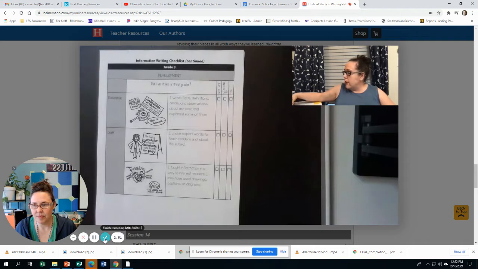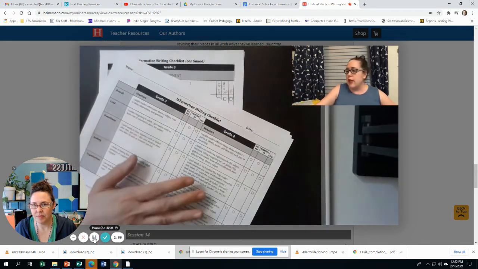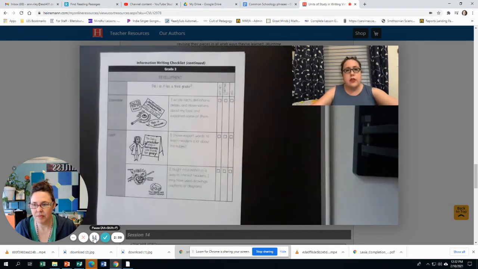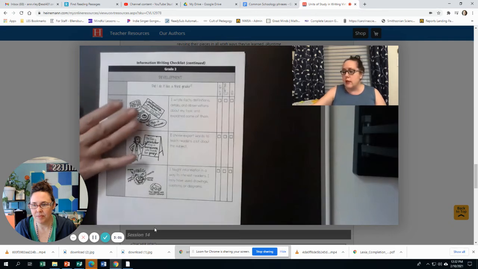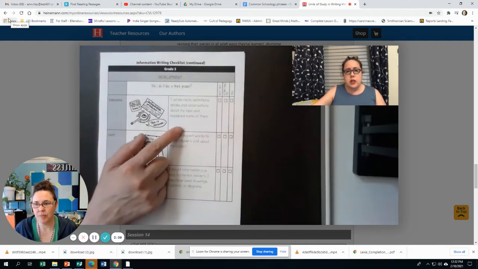Or if you feel like you want a little bit more of a challenge, you might want to start with the third grade checklist and then move on to the fourth grade checklist. Today, what we're going to start off with is thinking about the third grade checklist. And in particular, I want to think about what writers can do to elaborate as a third grade writer of informational text. And so I can look at this description. I wrote facts, definitions, details, and observations about my topic and explain some of them.